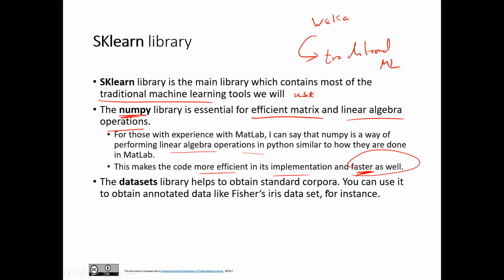And speed is great. You don't want to leave your computer running the whole night when you can do the same job in 20 minutes if you had just written the code efficiently. So here, efficiency becomes paramount. The datasets library, for instance, one of the previous ones that we saw, helps to obtain standard corpora data sets. This is just another way of getting data sets sometimes when we want to use them. You can use it to obtain annotated data like Fisher's iris and other ones.